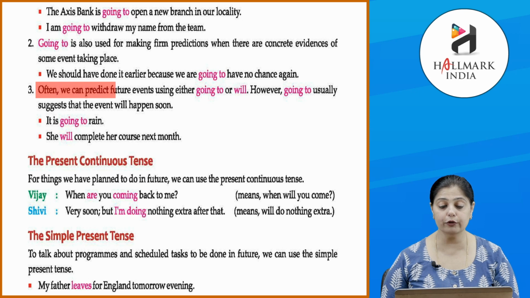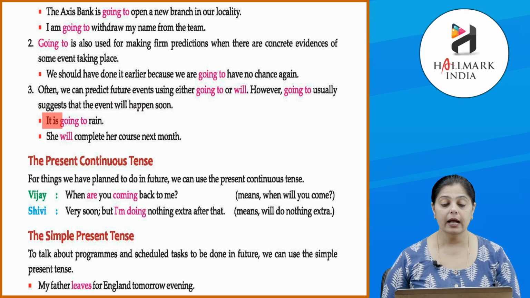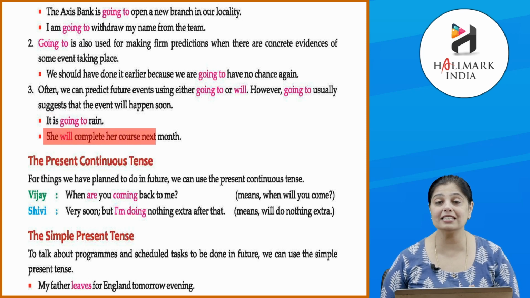Often, we can predict future events using either going to or will. However, going to usually suggests that the event will happen soon. It is going to rain. मतलब जल्द ही बारिश होने वाली. She will complete her course next month.